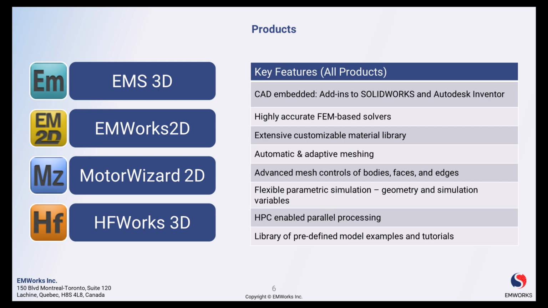MotorWizard rapidly simulates and optimizes electric motor designs with a customizable template approach. And finally, we have HFWorks, which tackles high-frequency applications like antennas, RF boards, and microwave components. All the tools feature direct CAD connectivity, automatic meshing, vast material data libraries, parametric design optimization, and high performance computing support. Let's explore some application areas served by these products.